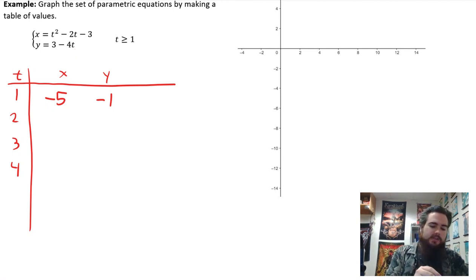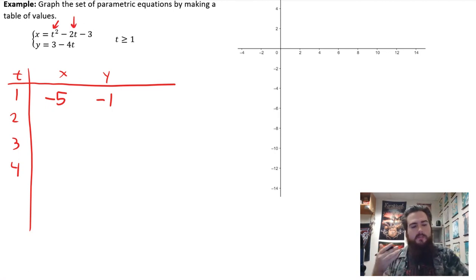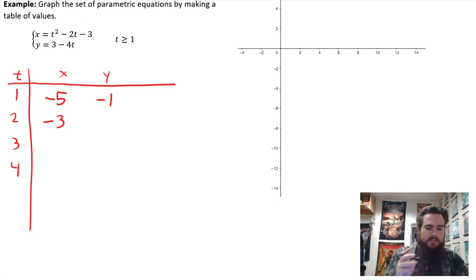Then if I plug in 2 into t for the first equation, that will give me 2 squared minus 2 times 2 minus 3, or 4 minus 4 minus 3, overall giving me negative 3. Next, if I plug in 2 into t for the second equation, that'll give me 3 minus 4 times 2, or 3 minus 8, which is negative 5.